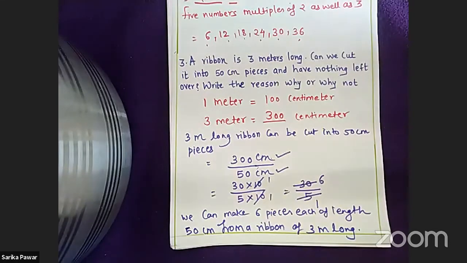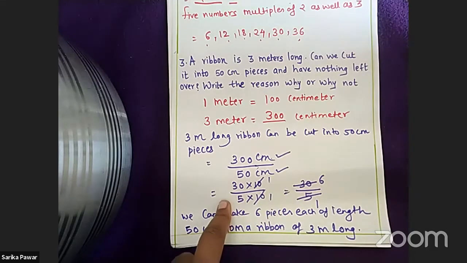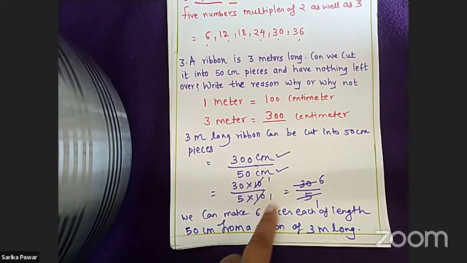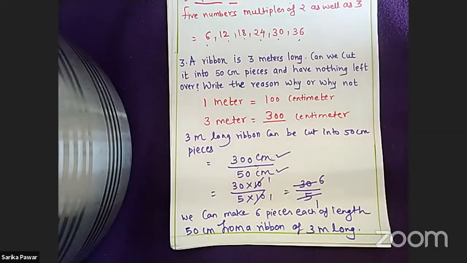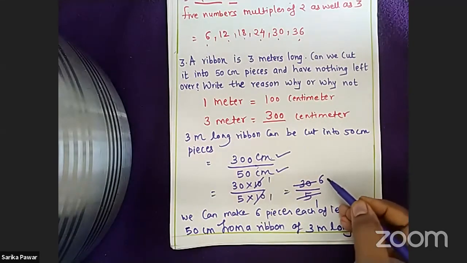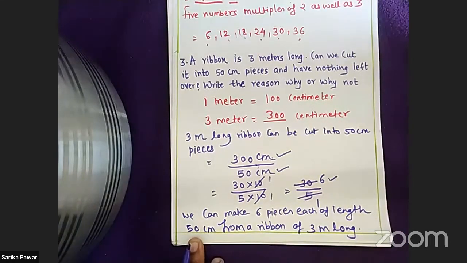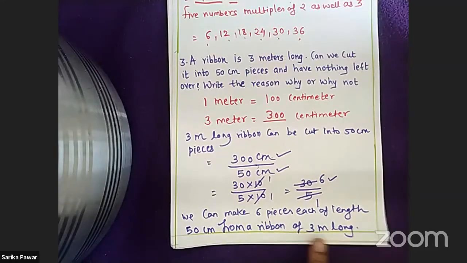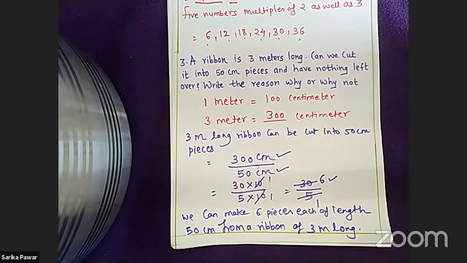Now we have to just divide it. 30 tens are 300, 5 tens are 50, 10 ones are 10, 10 ones are 10. Next 30 upon 5, 5 sixes are 30. So we can make 6 pieces. 6 is the answer. We can make 6 pieces each of length 50 centimeter from a ribbon of 3 meter long. So answer is 6. So we are able to make 6 equal pieces.